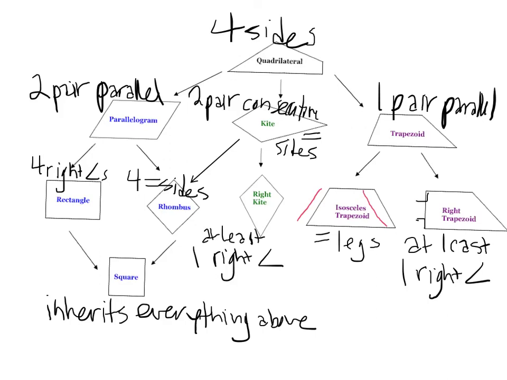And so we can go up and down this chart and see what everything has and what it inherits and what kind of starts at the top. So a quadrilateral is a really general term, but like a square and a right kite are really specific quadrilaterals and really specific figures. So we'll use this to reference back to how all of these figures relate to one another.